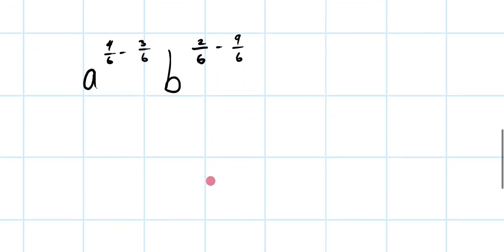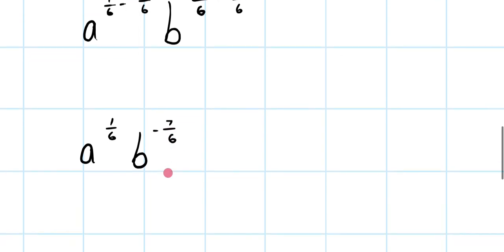Now what I'm going to do, and this will be my last step, is simply perform this subtraction. 4 over 6 minus 3 over 6 is 1 over 6. And over here, 2 over 6 subtract 9 over 6 is going to be negative 7 over 6.